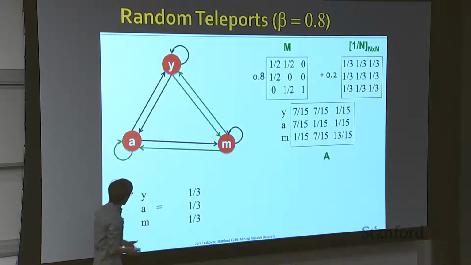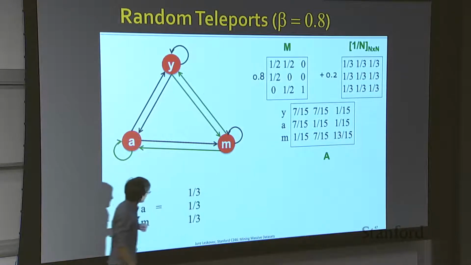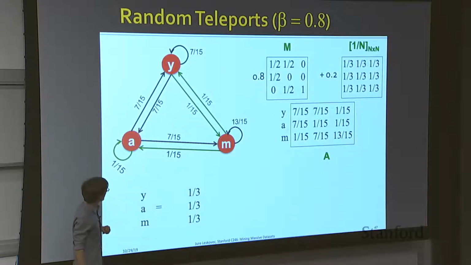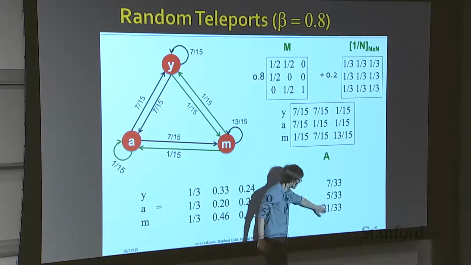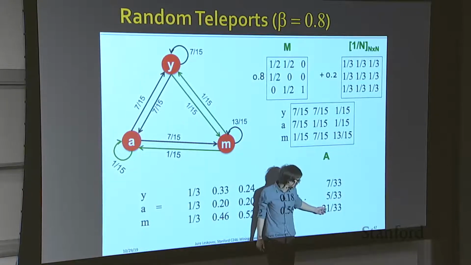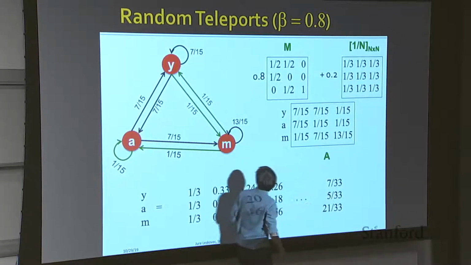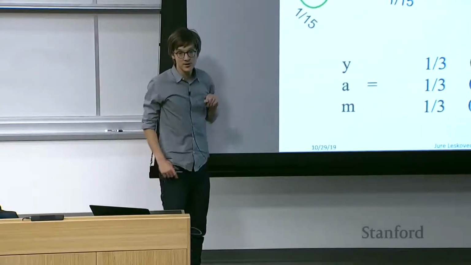So this means now, if I take my starting vector and multiply it with this matrix A, here are the transition probabilities. And if I multiply this, it will converge to the following result, where Y will have the most importance. This is now, I think, M, and this is A. Do people have any questions about this?